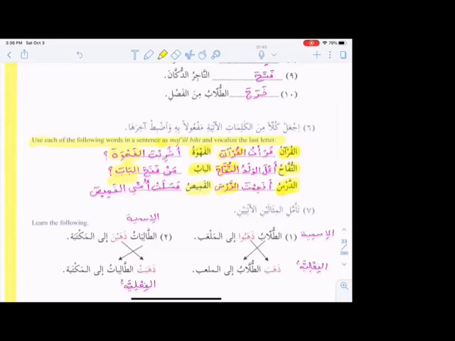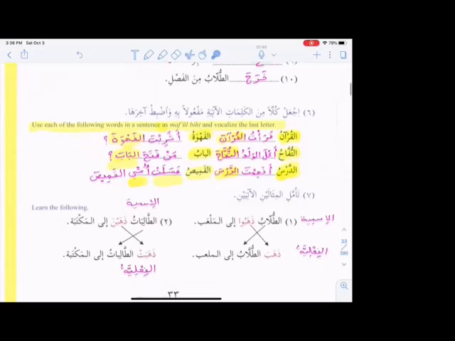Ghasalat ummi. My mother washed. What did she wash? See, I'm asking a question. What did she wash? Al-kamisa. Transitive verb. Kamisa is mafulun bihi.